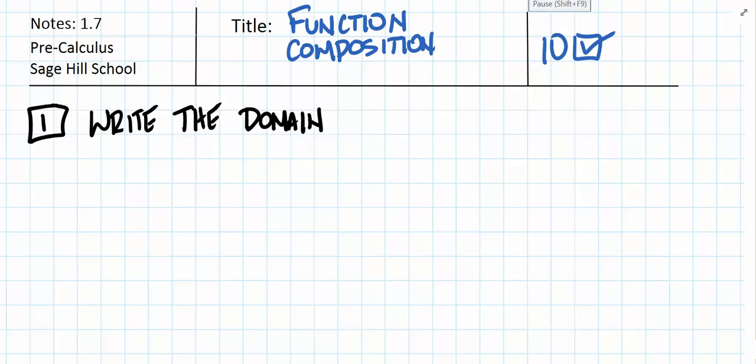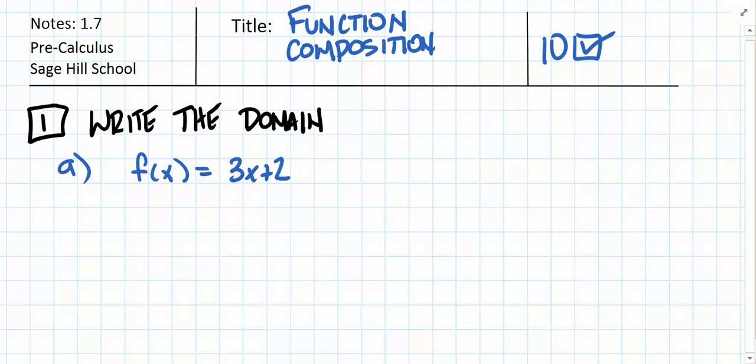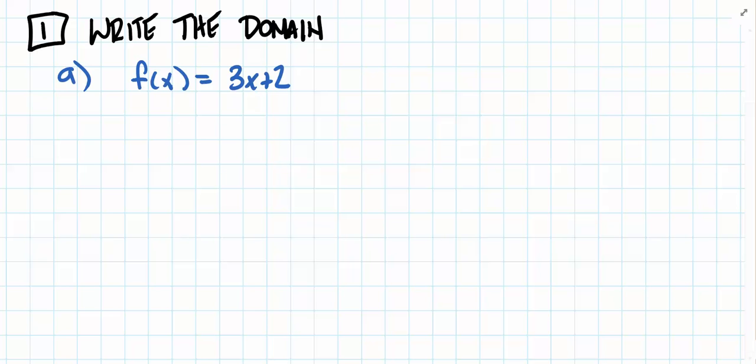Okay, I'm going to give you a bunch of equations, more like functions, and we're going to learn how to write the domain for each of those. So here's part A. If I give you the function f of x is equal to, let's just do 3x plus 2.